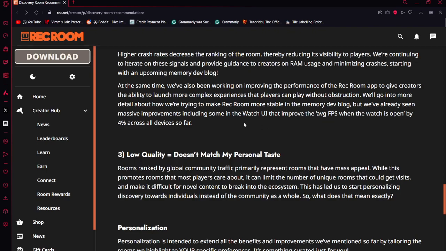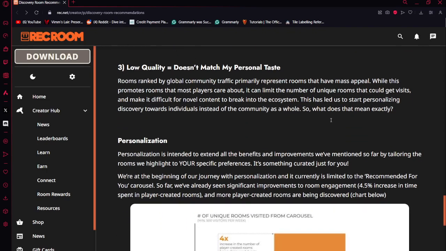Massive improvements, including some in the watch UI that improve the average FPS when the watch is open. I will admit, when the watch is open, especially on screen mode, I do notice a lag, and my friends notice a lag too whenever they play this game, and they don't even play Rec Room that much. They get on maybe once every few weeks or once a month.